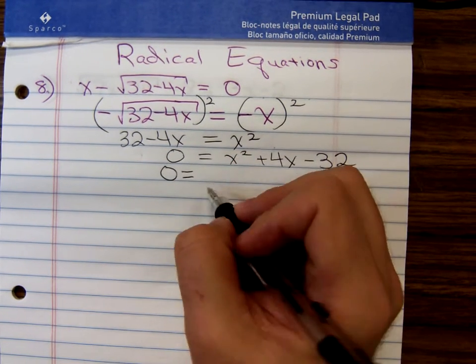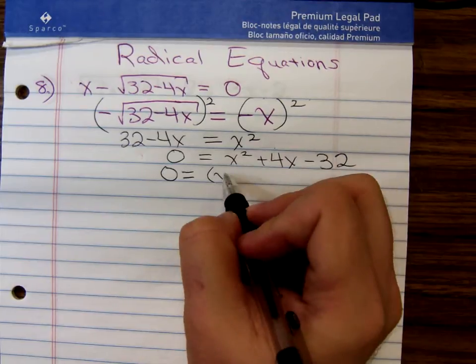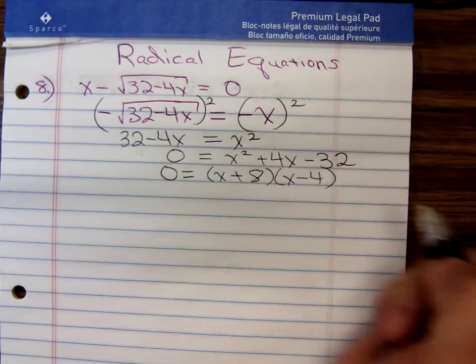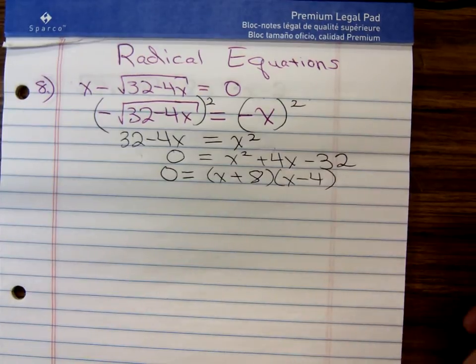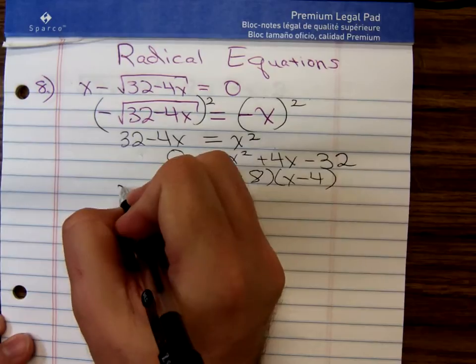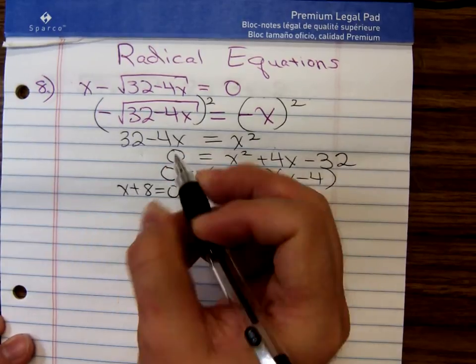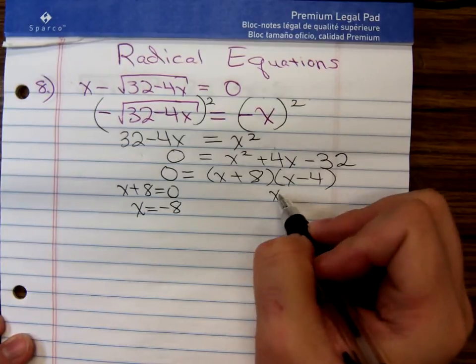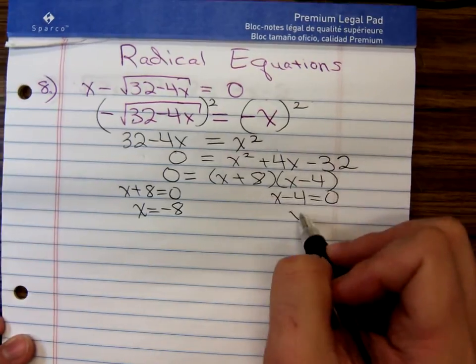That'll factor as x plus 8 times x minus 4. A simple trinomial, pretty painless to factor. And let's see what else we have. That's going to give us x plus 8 equals 0, so x equals negative 8, or x minus 4 equals 0, so x equals 4.